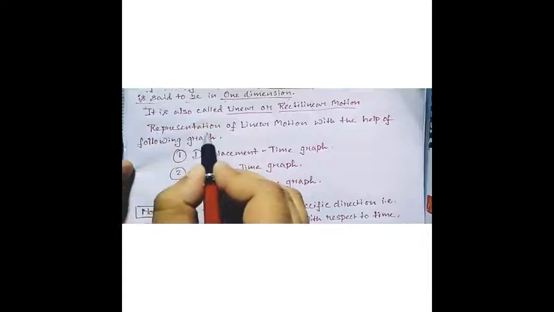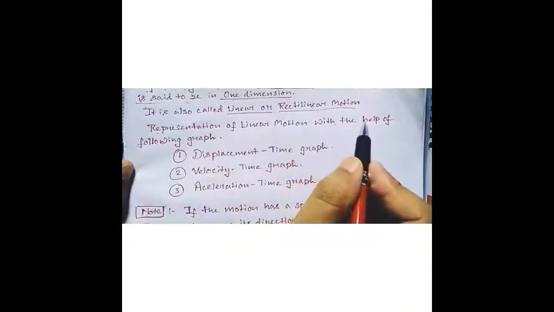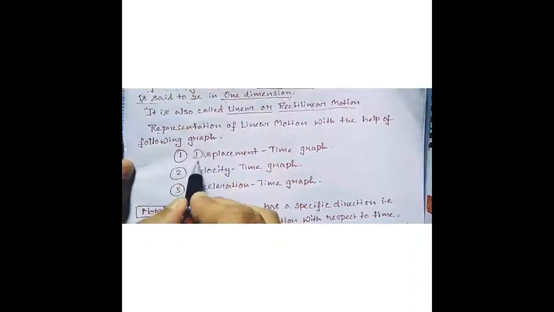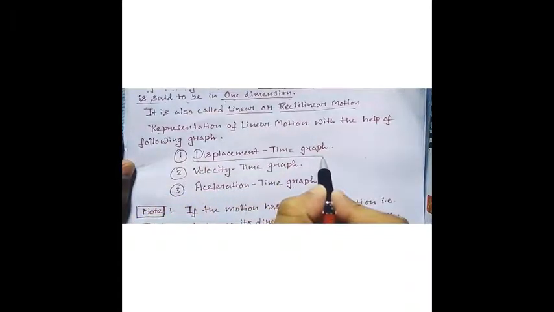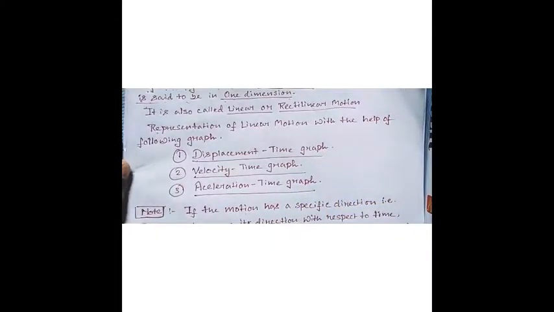The representation of the linear motion with the help of the following graphs. Here there are three graphs we will explain. Number 1, displacement time graph. Number 2, velocity time graph. And number 3, acceleration time graph. So here we will explain these three types of graphs.